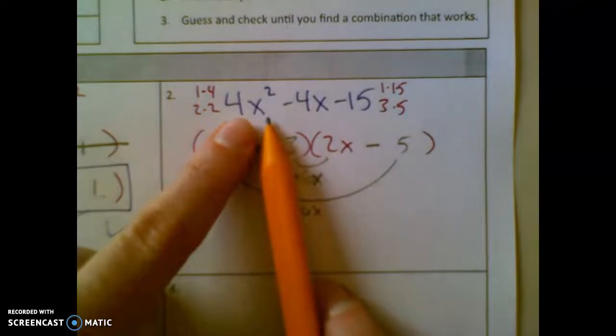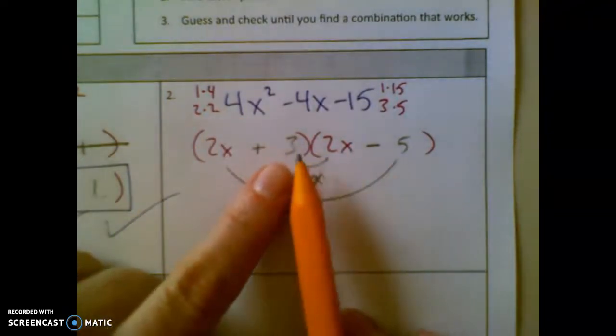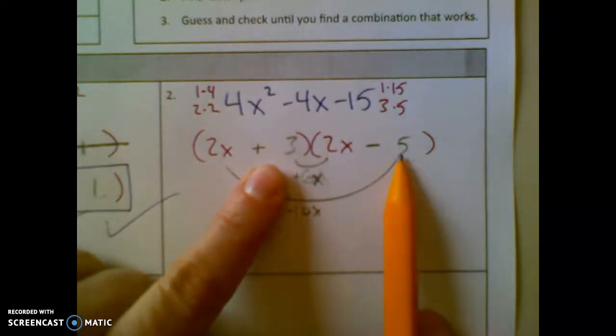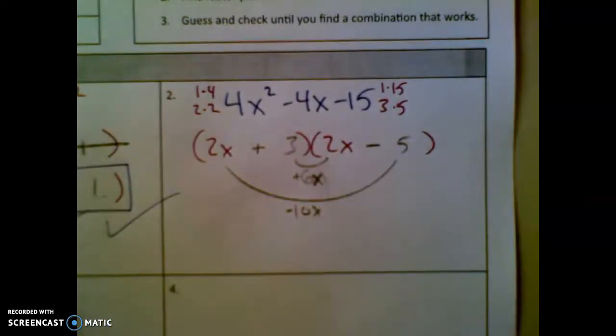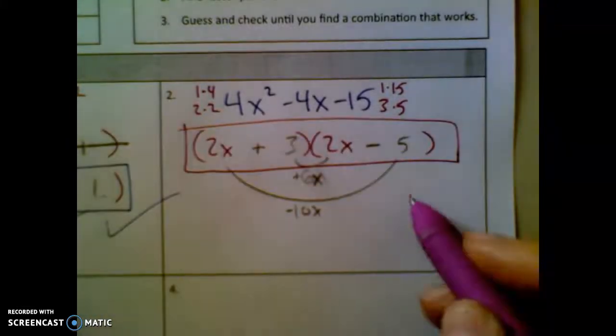2x times 2x is 4x squared. These numbers in the middle should be fine because you just did the math. And double check your sign. Is positive 3 times negative 5 negative 15? Yes, I got this guy on the first try, so that's nice when that happens.